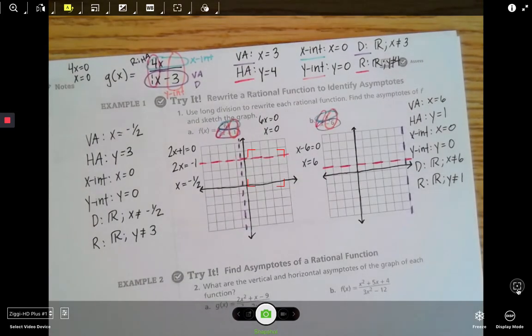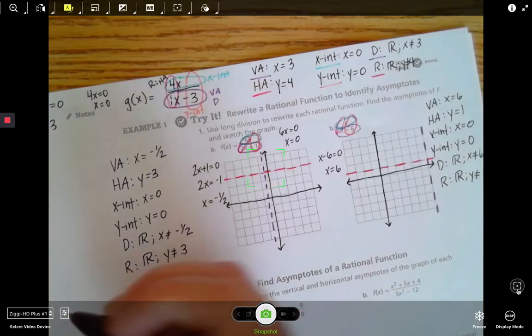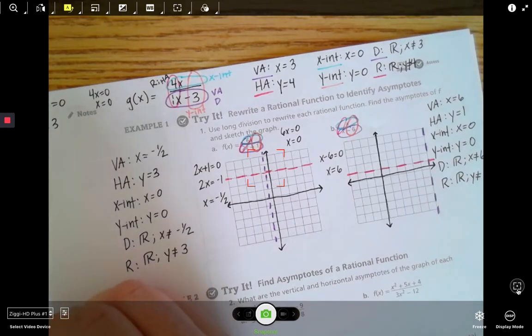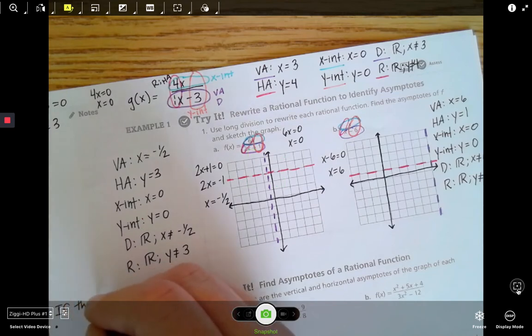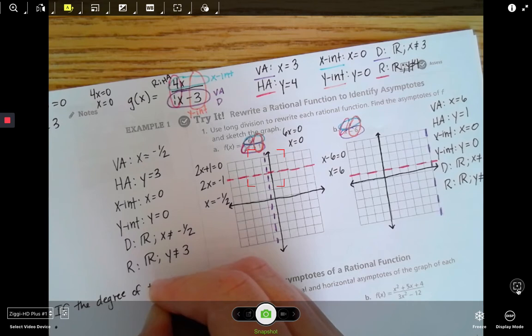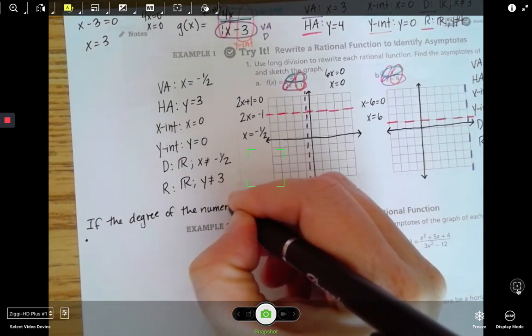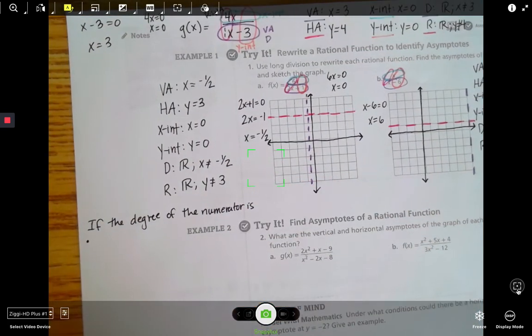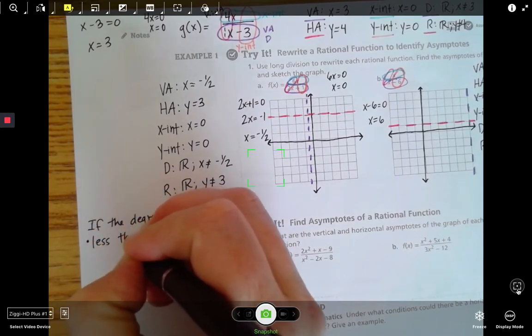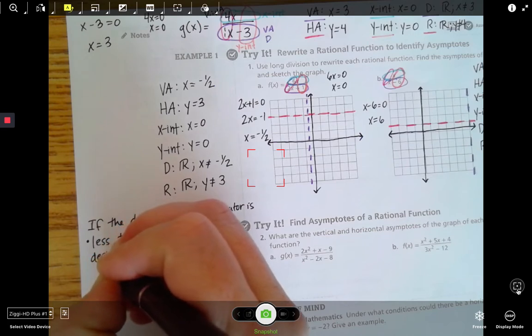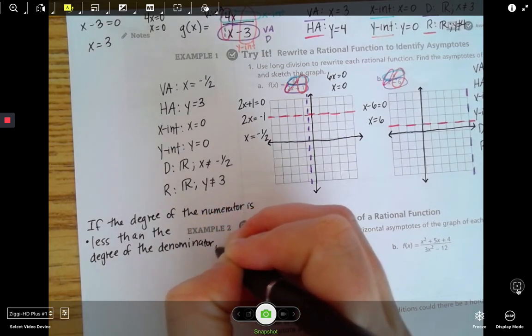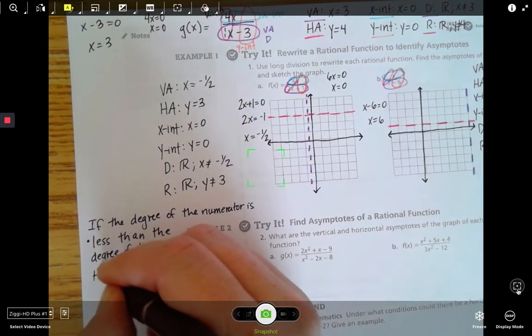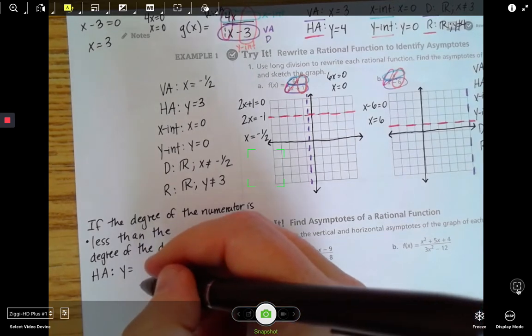So, I'm going to write that. I'm going to summarize that over here for us. And I'm going to say if the degree of the numerator is less than the degree of the denominator, then your horizontal asymptote is y is equal to 0.